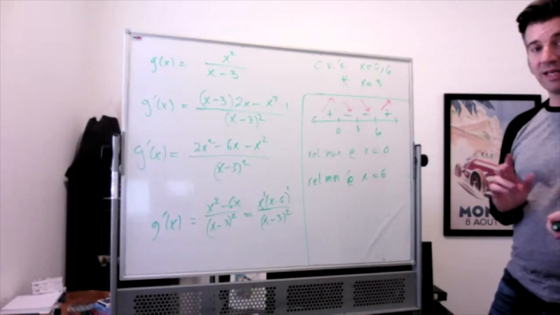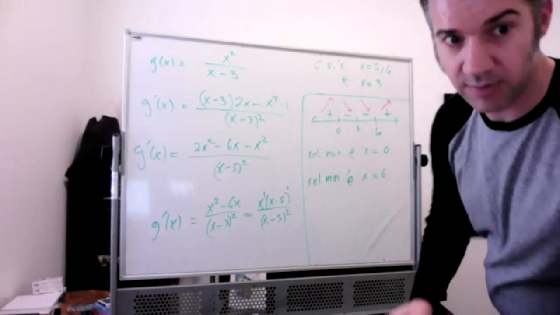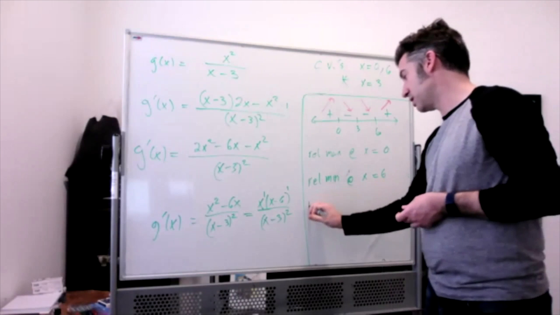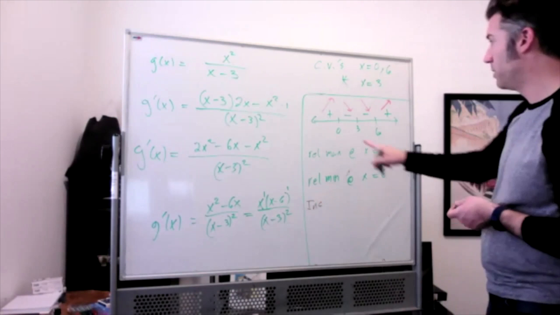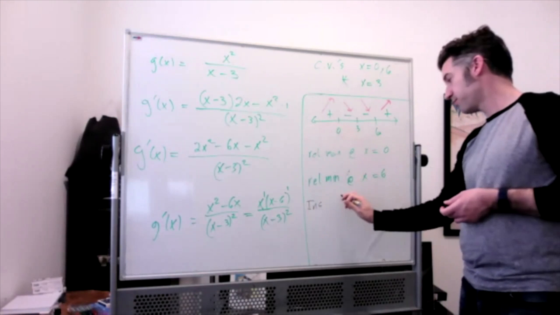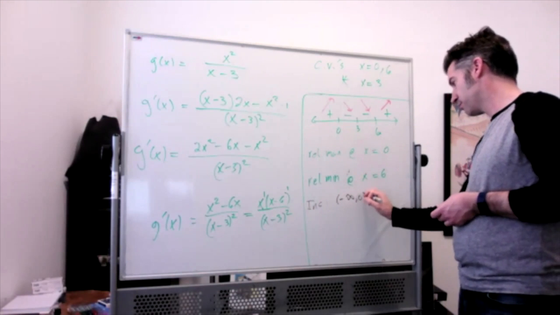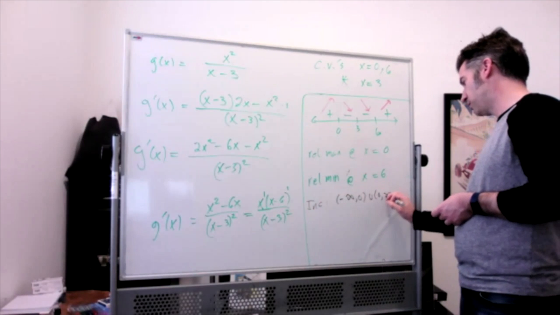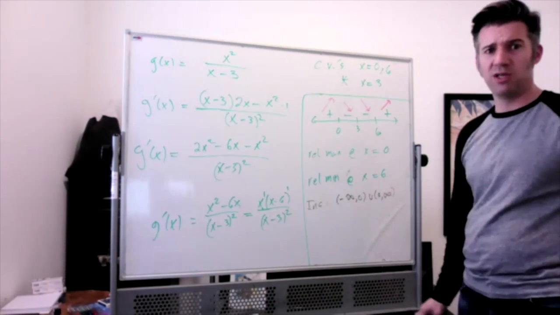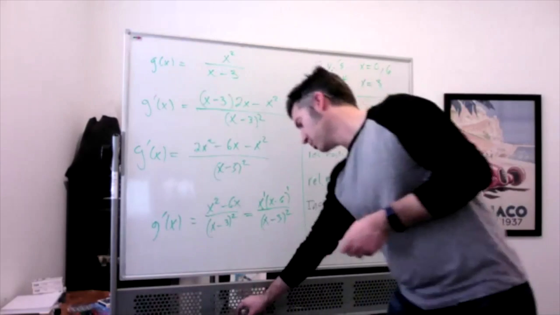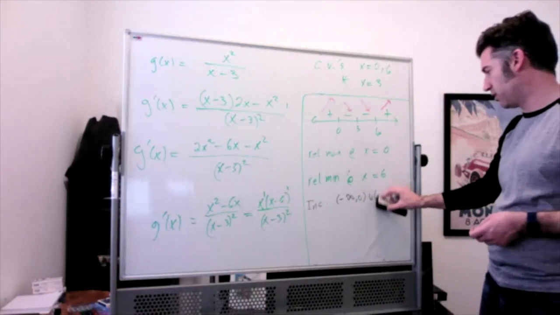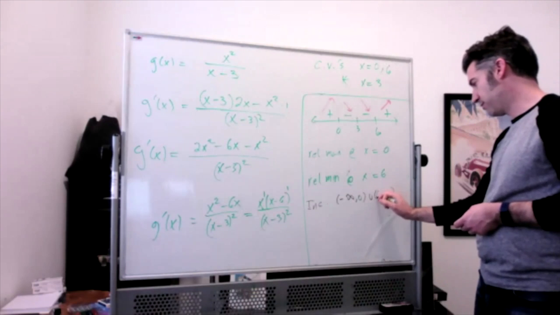Okay, if we were to talk about the intervals where this thing is increasing. So this thing is increasing on the interval from negative infinity to 0, union 0 to infinity. Union what? Not 0 to infinity. Don't be crazy. Union 6 to infinity. Sorry about that.